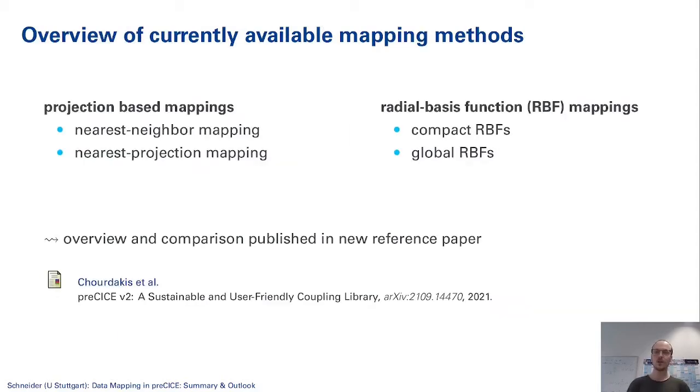A complete overview of all available data mapping methods has recently been published in our new reference paper. The data mapping methods in preCICE can be categorized roughly in two categories. We have projection-based data mapping methods, which are nearest projection and nearest neighbor mapping, and we have radial basis function data mappings, which can be distinguished according to compactly supported RBFs and global RBFs. In the following, I would like to show some of the results published in the reference paper and comment on the findings therein. But before doing so, I would like to recap each individual mapping method briefly and explain how it works.